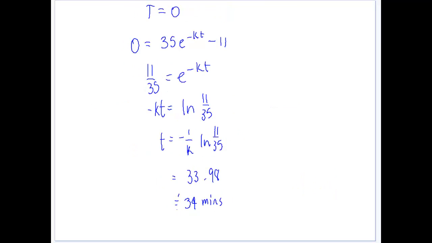So then, what time does it take for the temperature to get to 0? We add our 11, we get 11/35. We take the logarithm of both sides and get t as -1/k times the natural log of 11/35. So when we put our value of k in and put it on the calculator, we get 33.98, which to the nearest minute would be 34 minutes. So that's how we can do that problem.